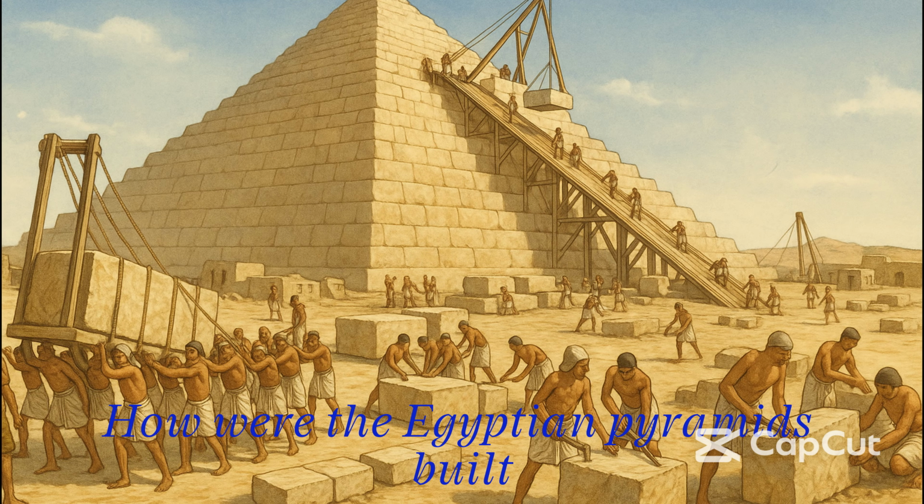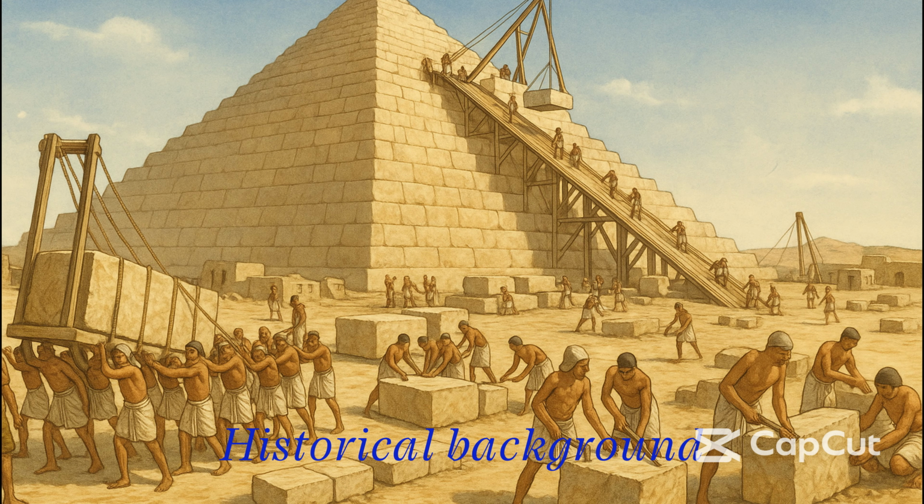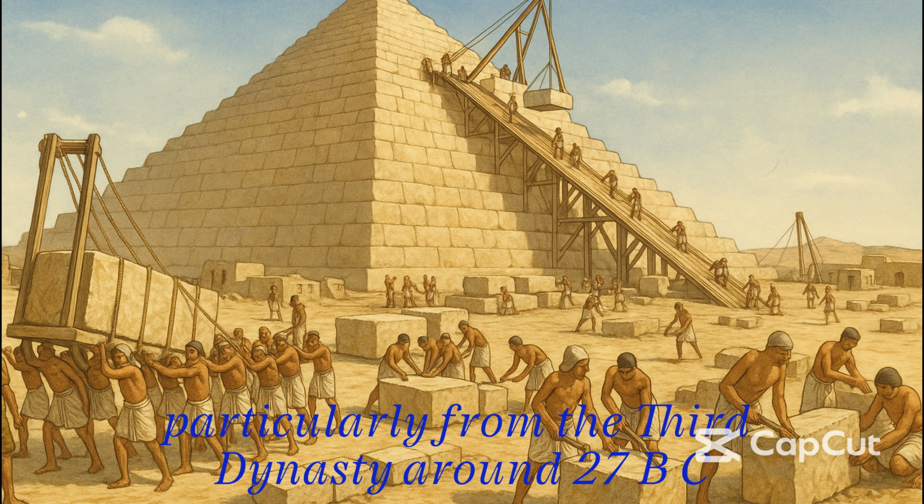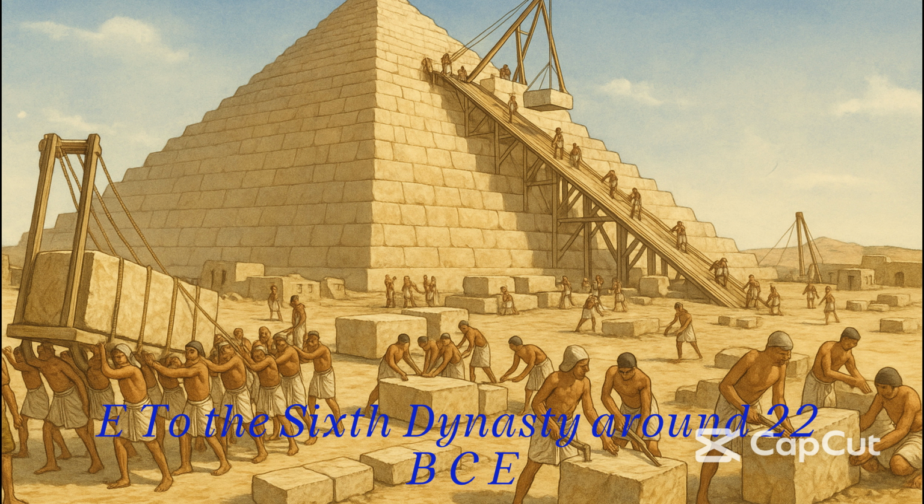How were the Egyptian pyramids built? Historical background. The pyramids were built during Egypt's Old Kingdom, particularly from the 3rd dynasty, around 2700 BCE, to the 6th dynasty, around 2200 BCE.